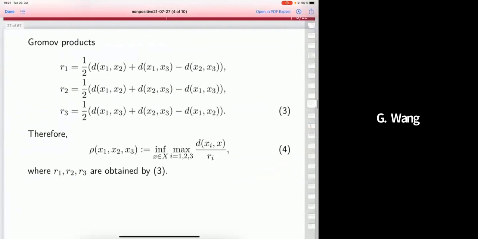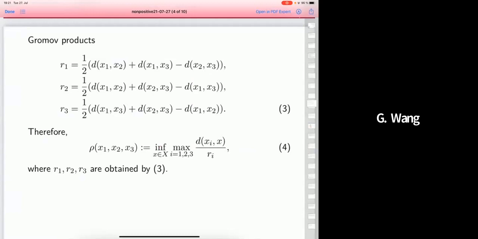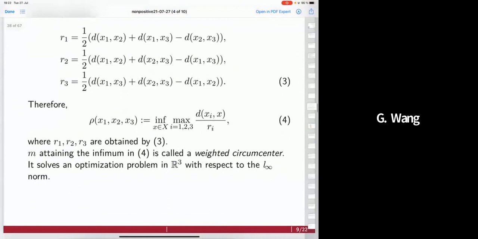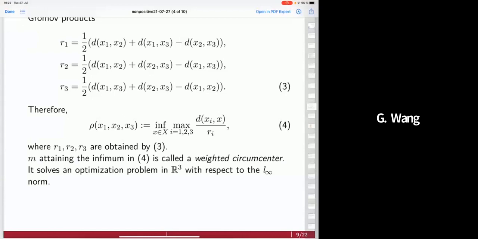And so for computing this infimum, you just need to have these particular values of the Ri that are given by the Gromov products. And then when you find some x at which the infimum is attained, then you call it a weighted circumcenter, or whichever name you want to give it. And in fact, it solves an optimization problem in R3 with respect to some L infinity norm, because we look at some inf and some max.